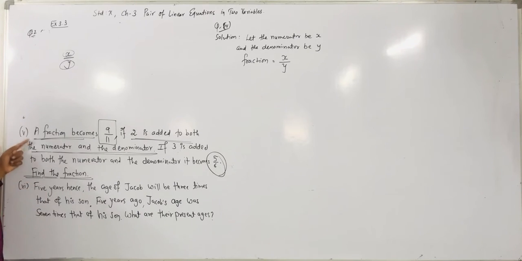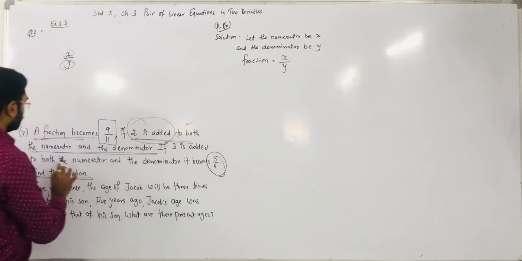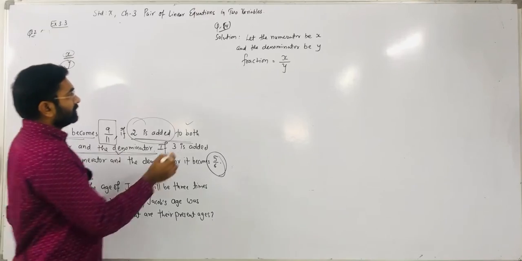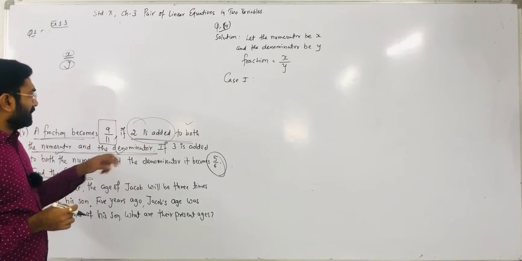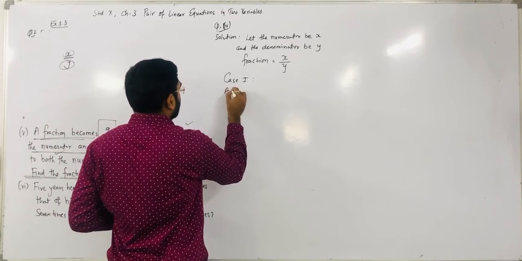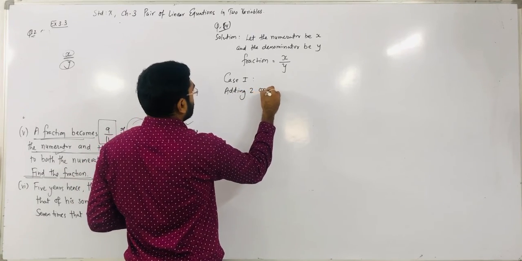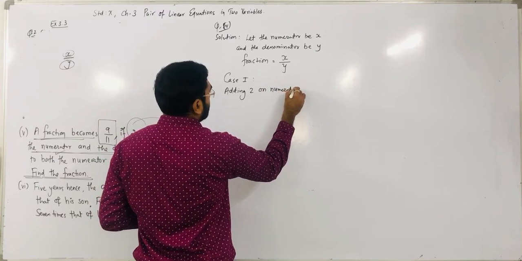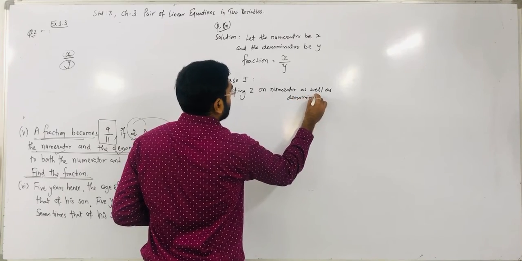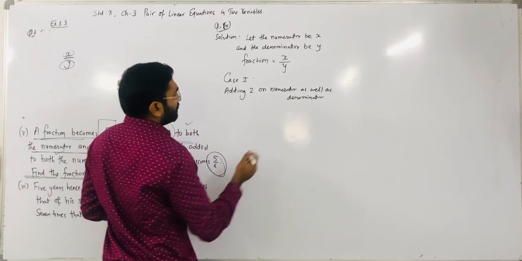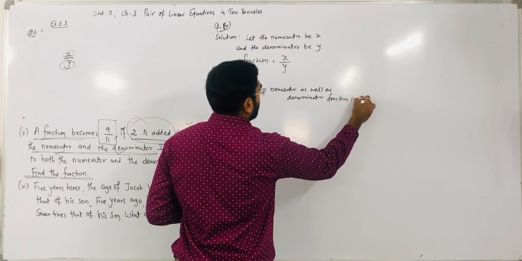From the first statement, observe, you get the fraction 9 by 11 in which condition 2 is added on both numerator and denominator. So this is case 1. We can define after adding 2 on the numerator as well as the denominator, our fraction we get 9 by 11.